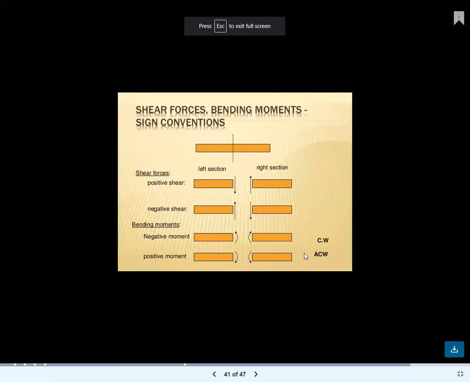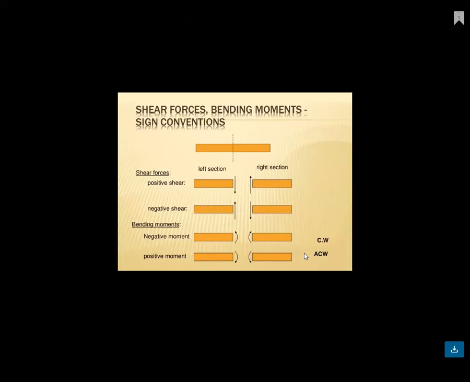Okay, and the next point is the sign convention, that is, the sign convention for the shear force and bending moment. You can see in a figure the sign conventions for the shear force, that is positive and negative, and the bending moment sign convention, that is negative moment and positive moment. In a previous unit, in shear force and bending moment stress distribution, we saw the bending moment and shear force sign convention. So as we know, sagging means clockwise movement.